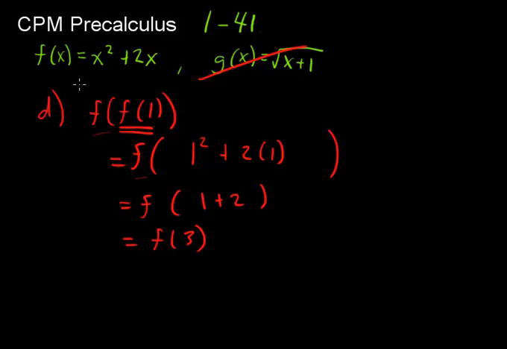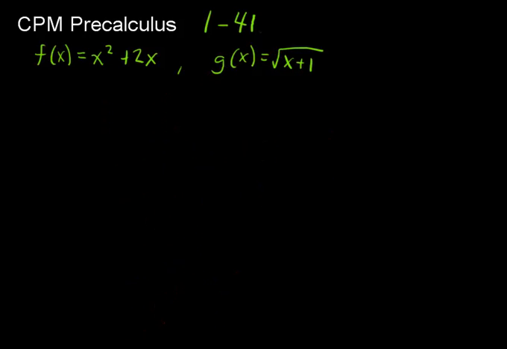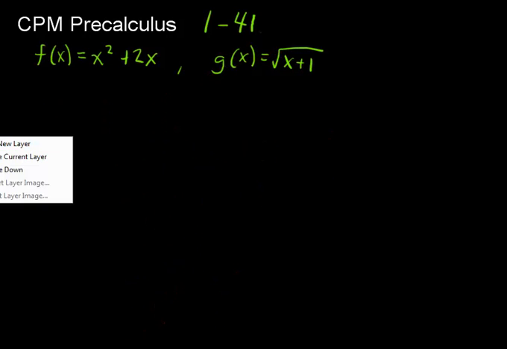Now f of 3, we're just evaluating f at x equals 3. So that's just 3 squared plus 2 times 3. That's 9 plus 6, which is 15. Okay, voila. That's D. So, let me get one more window.